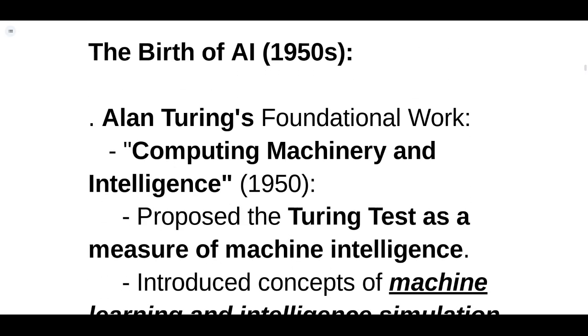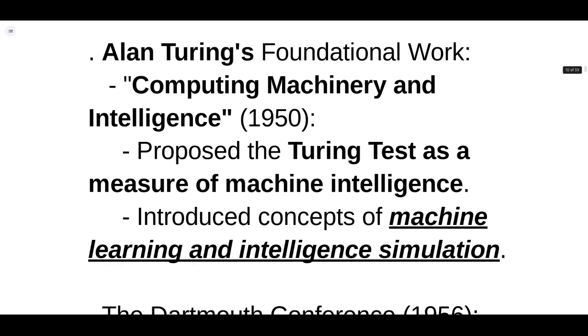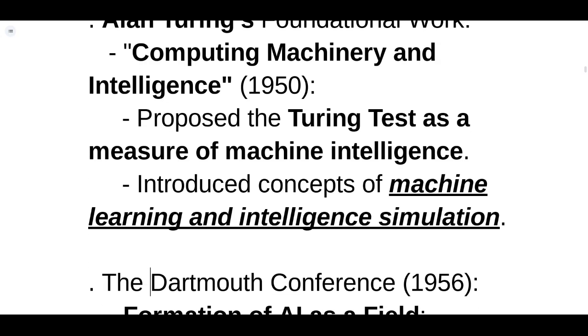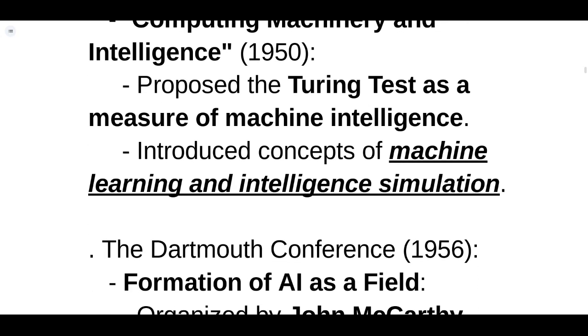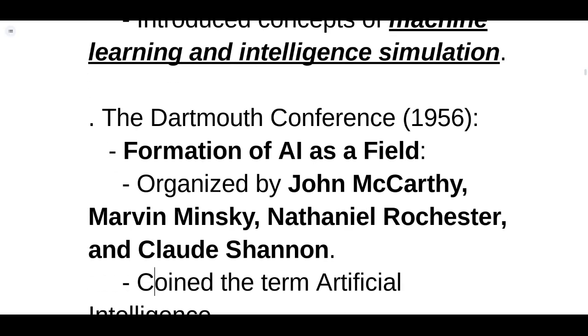Then the birth of AI. 1950 is the birth year of AI. Here, Alan Turing published the paper Computing Machinery and Intelligence. In the paper he proposed the Turing test as a measure of machine intelligence. It introduced concepts of machine learning and intelligence simulation.